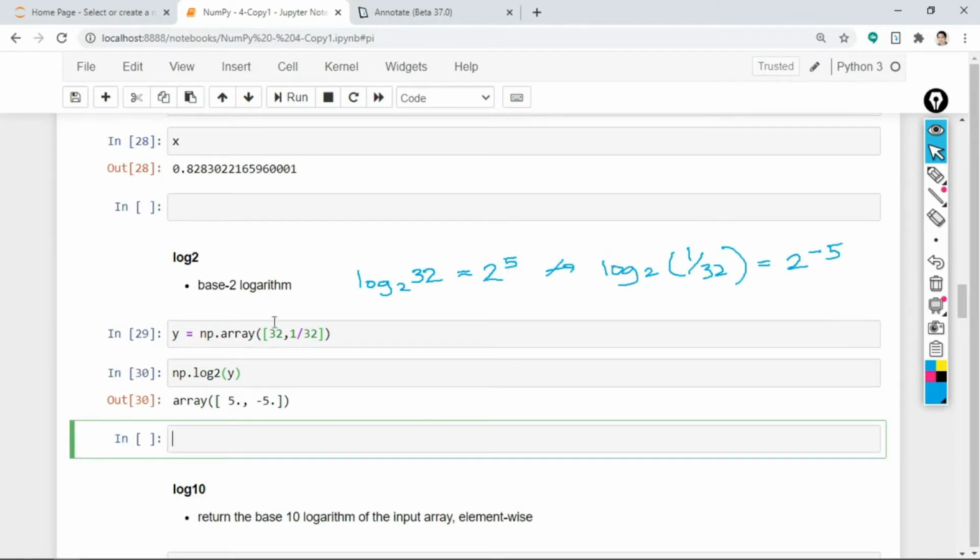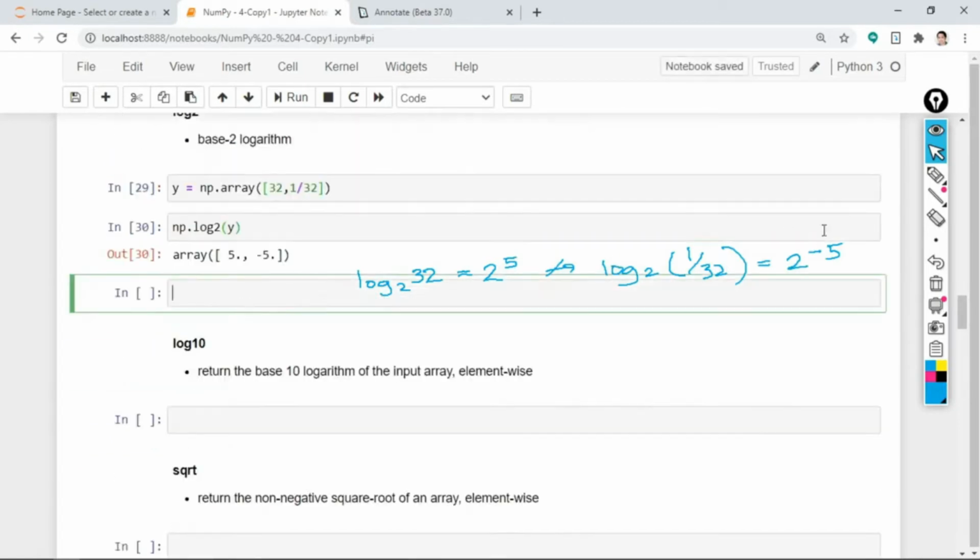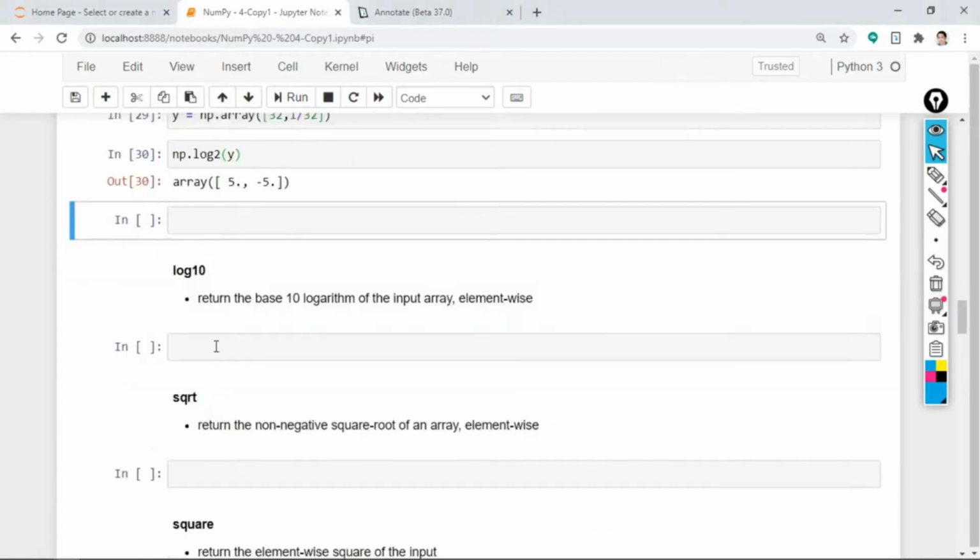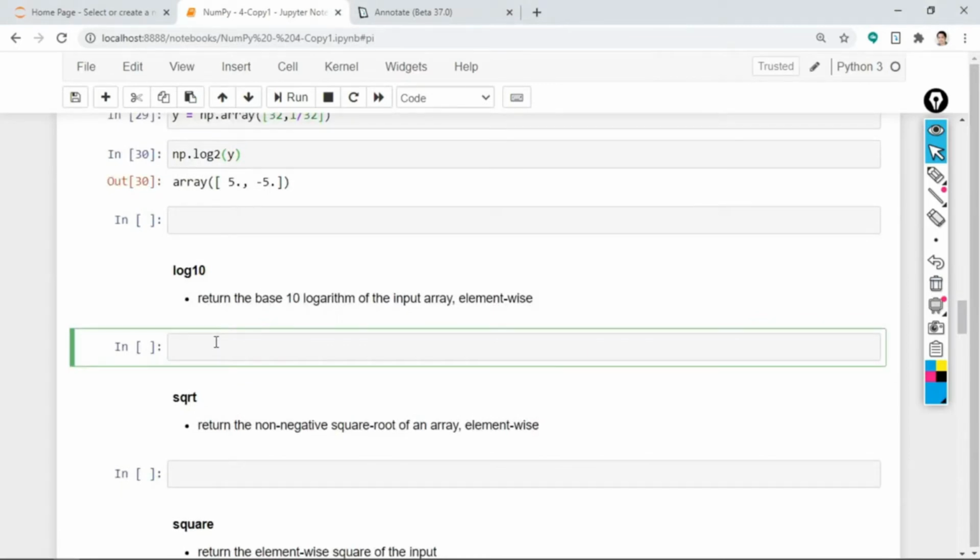Okay, so the next one, logarithm, but this time we have a base of 10. So it's just the same. For example, we have a logarithm of, let's say, 100. How do you compute the logarithm of 100? If there's no base denoted, it is assumed to be base 10. So what is the logarithm of 100? It will be 10 raised to the 2. Okay, so the answer here is 2.